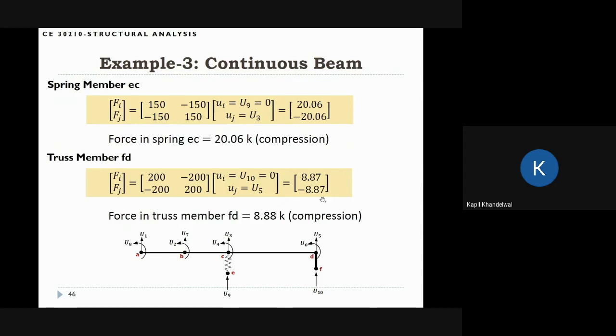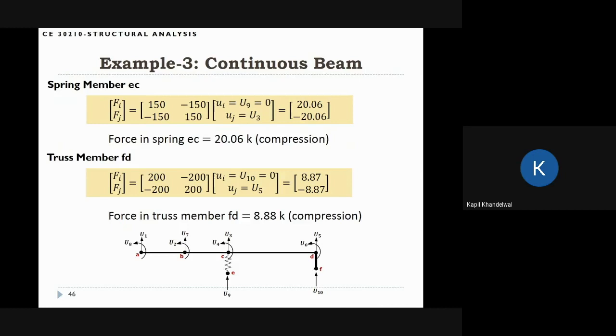Fj is minus 8.87. And it means that, oh, there's another typo. I'll fix it. So this should be 8.87. So the force in truss member FD is 8.87 compression, okay? So both this spring and this truss are under compression. And this ends this last problem.